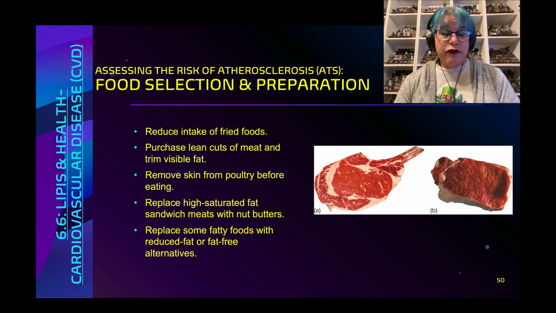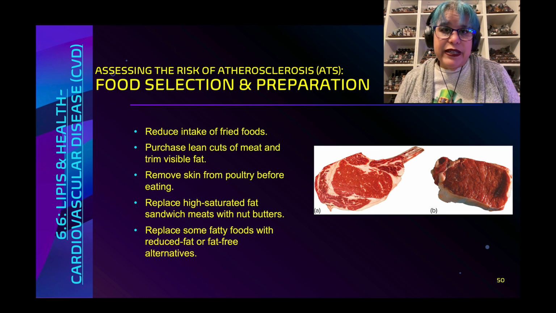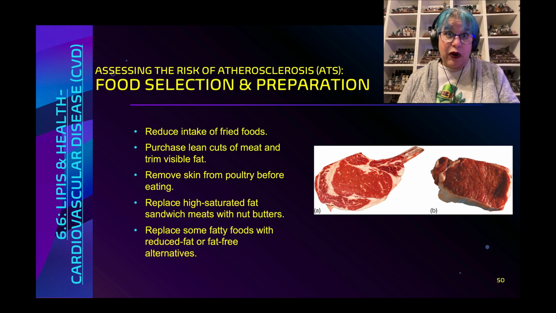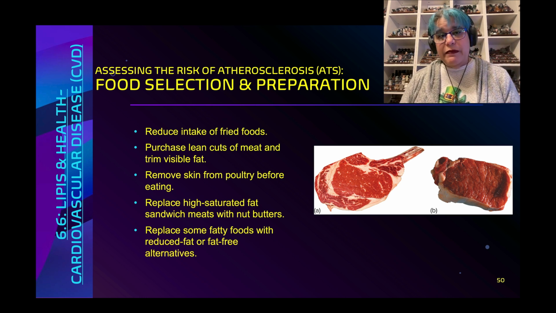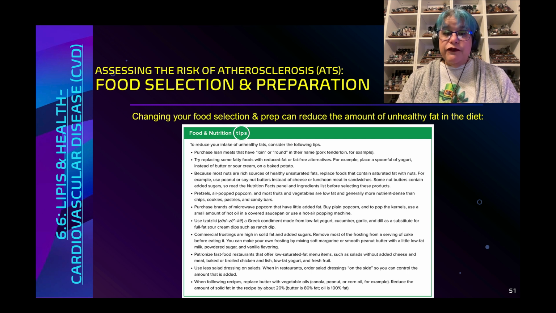Remove the skin from poultry before you eat it. Replace high saturated fat sandwich meats with nut butters. So instead of eating something like ham that has a lot of fat, maybe have a peanut butter sandwich. Replace some fatty foods with reduced fat or fat-free alternatives. So low-fat alternatives, things like that. Milk, for example, you can have whole milk, or you can have low-fat milk or fat-free milk or 1% or 2%. And even if it's 1% or 2%, you still get fat, but it's not as much. Changing food selection and prep can reduce the amount of unhealthy fat in your diet.